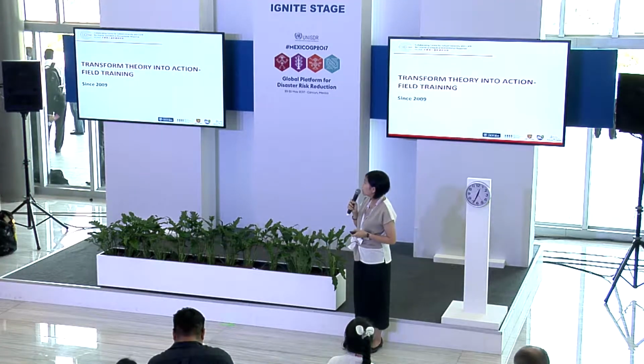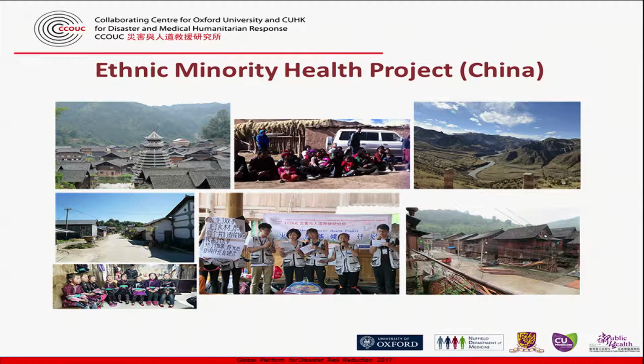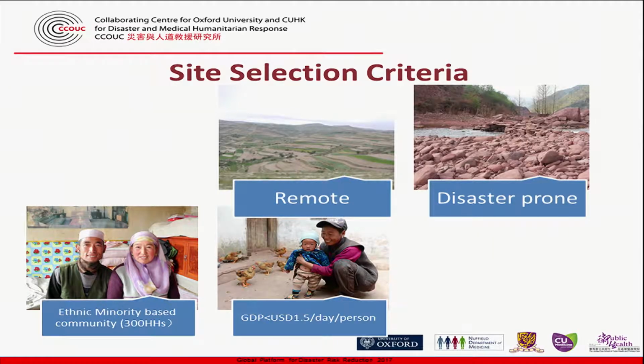And I would like to quote our ethnic minority health program in China as an example to illustrate what we talked about earlier. First of all, as you can see, we have the ethnic minority health program in China. We select sites which have to meet the following 4 criteria, which include remoteness, disaster prone, ethnic community base, as well as extreme poverty.